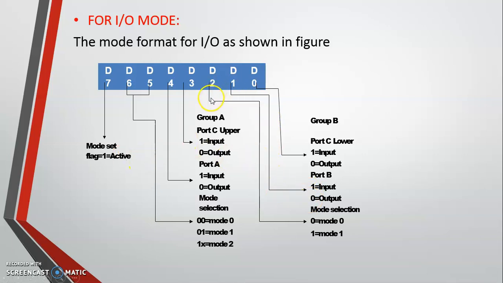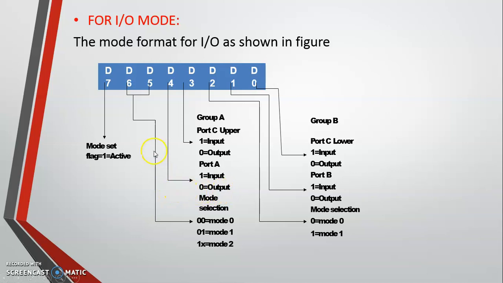And D2 gives the information regarding the mode. We previously discussed that the 8255 works in three modes: mode 0, mode 1 and mode 2. The D2 bit gives the information regarding the mode. When it is 0, then mode 0. When it is 1, then mode 1. Then the next bit, D3, gives the information regarding port C upper. When it is 1, port C upper works as an input port. When it is 0, port C upper works as an output port. Then the next bit is D4. Again, when it is 1, port A works as an input port. When it is 0, port A works as an output port.